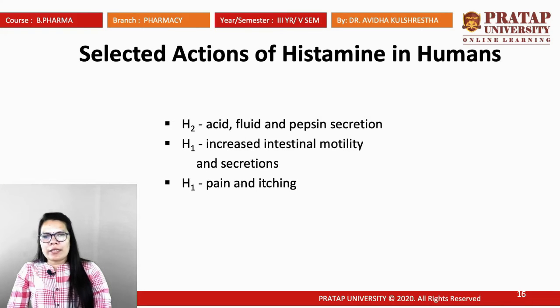Selected action of histamine in humans: H2 creates acid, fluid and pepsin secretion. H1 increases intestinal motility and secretions. H1 creates pain and itching. So these are the specific issues which are created.